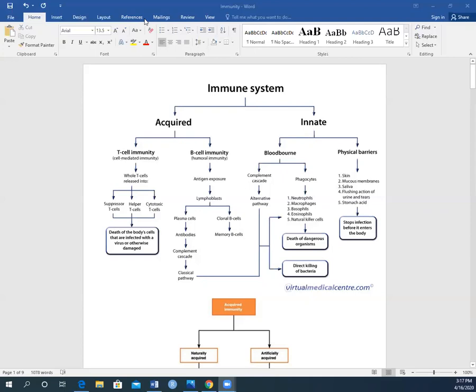Then you have the B cell immunity. This is going to be your humoral immunity, meaning that this is going to be where you produce the antibodies. Both your T cells and B cells also have memory T cells and B cells, so that when you get infected a subsequent time, your body will remember the previous infection, and it can cause a more efficient response to that infection the second time around and can take care of it more efficiently.